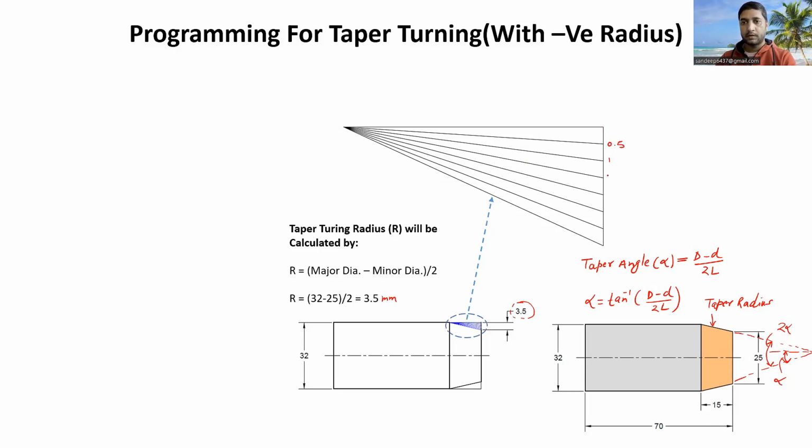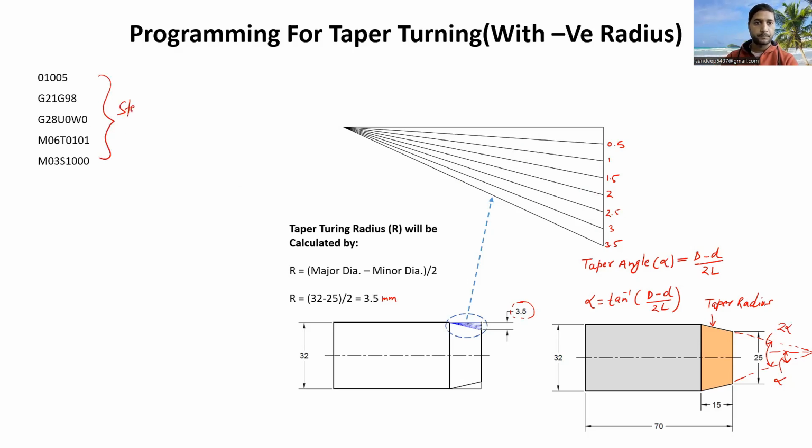This is 1. This is 1.5. Okay, like this. So last will be our 3.5. And we will remove this much material from the workpiece. So now let us write a code for this and we will understand how we will remove the material from the workpiece. So this is the starting of our program from here to here.